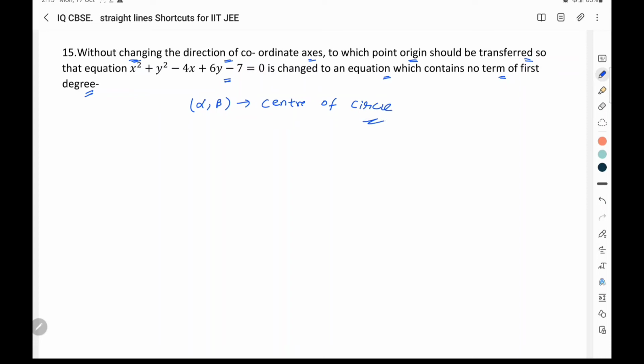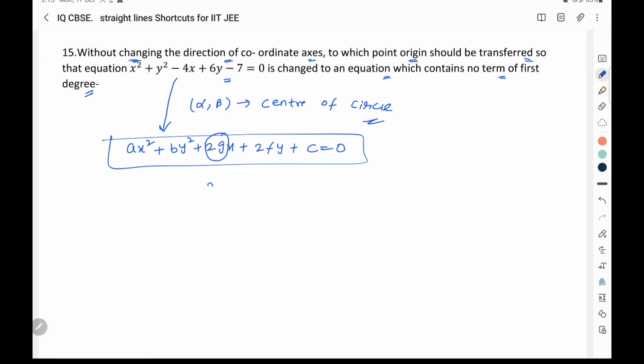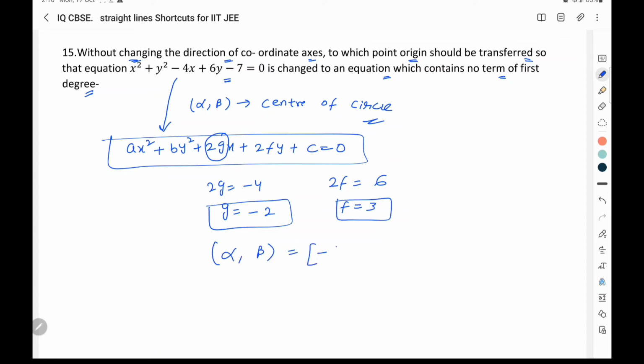Okay, see how big the question is and how small the trick is. From this one I'll start comparing, for the people who don't know the general equation of a circle, I'm writing that, otherwise you can do it directly. ax square plus by square plus 2gx plus 2fy plus c is equal to 0. Here 2g, in that place I got minus 4, so g is minus 2, and 2f is 6, f is equal to 3. So the center of the circle alpha beta is minus g, minus f, which is 2 comma minus 3. That's it.